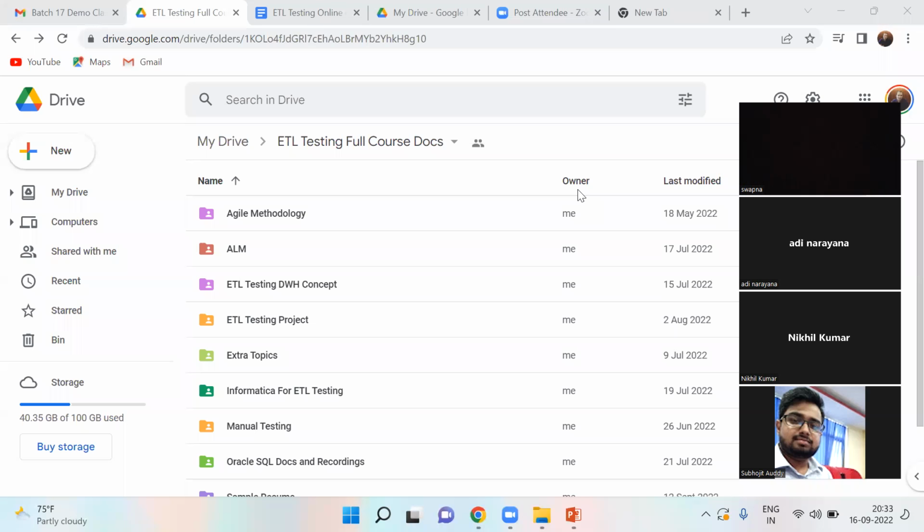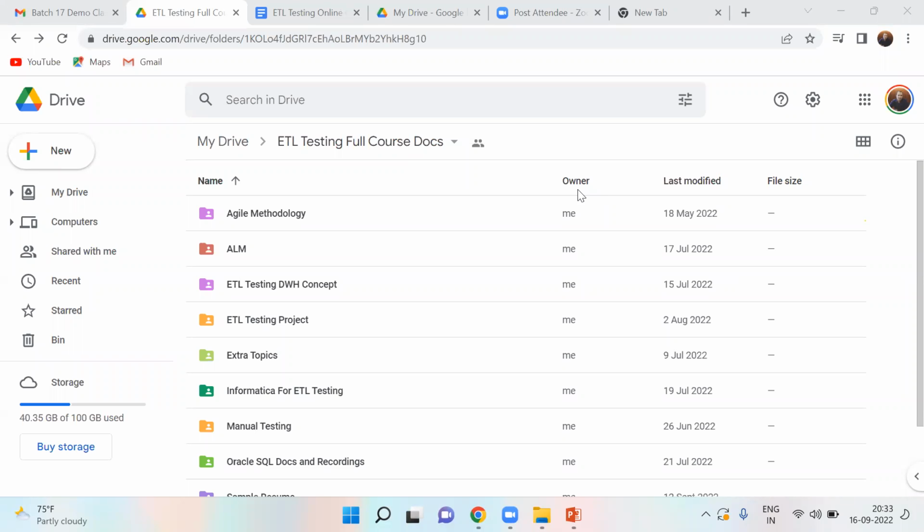ETL testing scope is very high, because nowadays, after COVID, online data generation is very huge. Because of that, ETL testers and ETL developers are required more. Nowadays they are also introducing cloud with ETL testing, so the data in manual databases will be transferred into the cloud, using GCP, Amazon AWS and so on. So the scope is very high, and for another 10-15 years you don't have to worry about it.